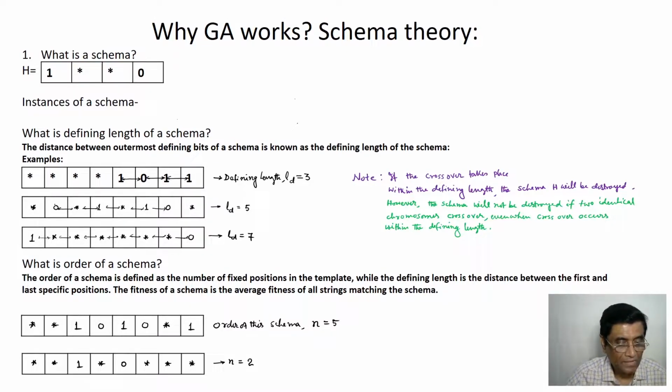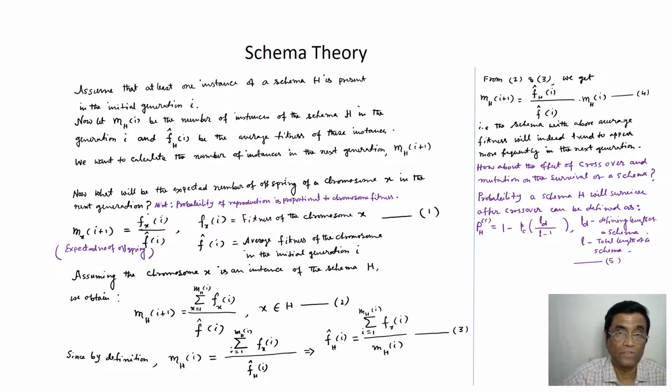Then what is the order of a schema? Order is defined by the number of fixed positions. If this is a schema, you have certain positions which are fixed, the defining bit positions, and only these are not fixed. So what is the order? 1, 2, 3, 4, 5. Order is denoted by n, and for this particular schema, the order is n equal to 5. Here, likewise, the order is 2. These are very useful things which we are going to utilize in my next lecture on schema theory.